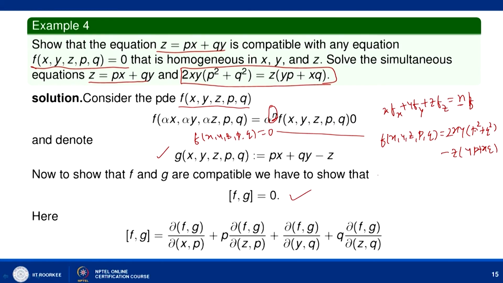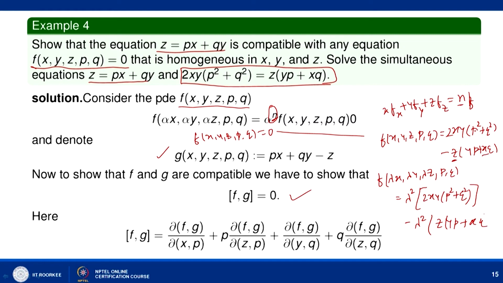Now what do you simply write in place of x? Let us write lambda x, lambda y, lambda z, p, q, and if you simplify, what you will get? Here you will get a lambda square common from the first term, 2xy(p square plus q square), and minus, here if we write lambda z, lambda y, again you can take out lambda square, and what you will get? zy(p plus xq), here also from this one lambda and from this one lambda. So lambda square you can take it out.